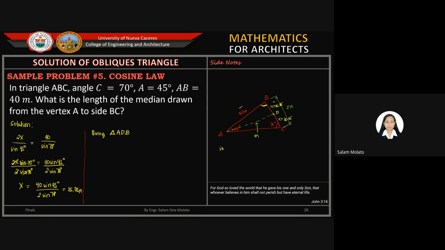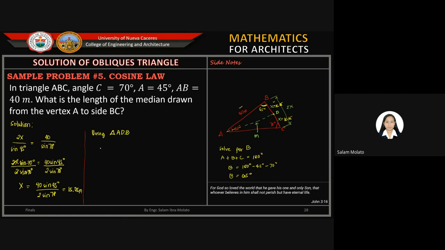Okay? So to solve for angle B, which is the angle between the two given sides. So we have 45. So this is just easy. A plus B plus C is equal to 180 degrees. Solving for B, that's 180 degrees minus 45 degrees minus 70 degrees. Okay? B therefore is equal to 65 degrees.